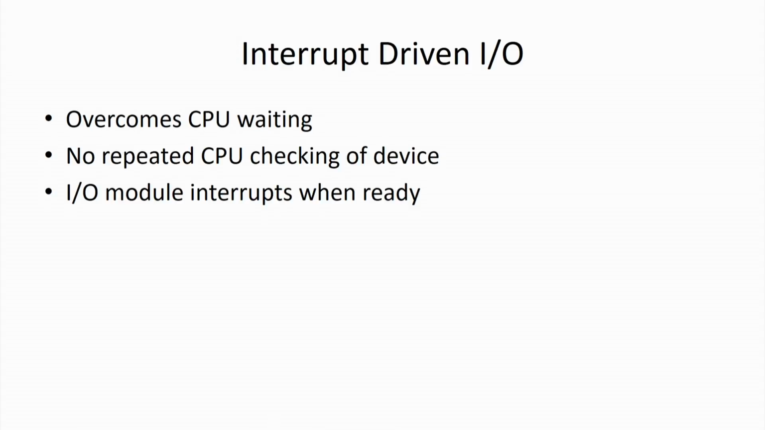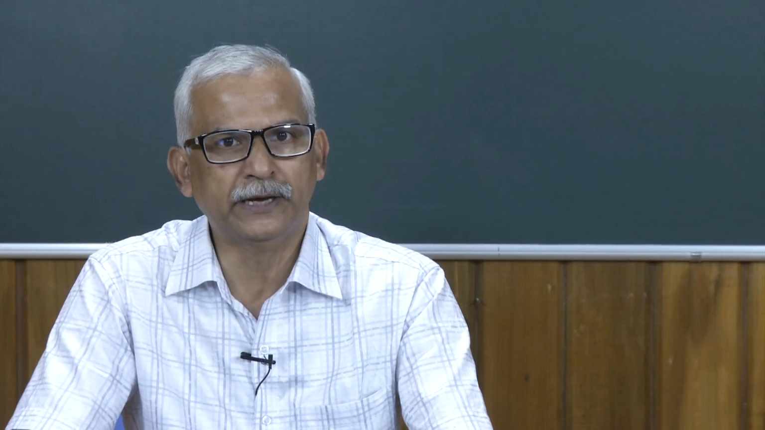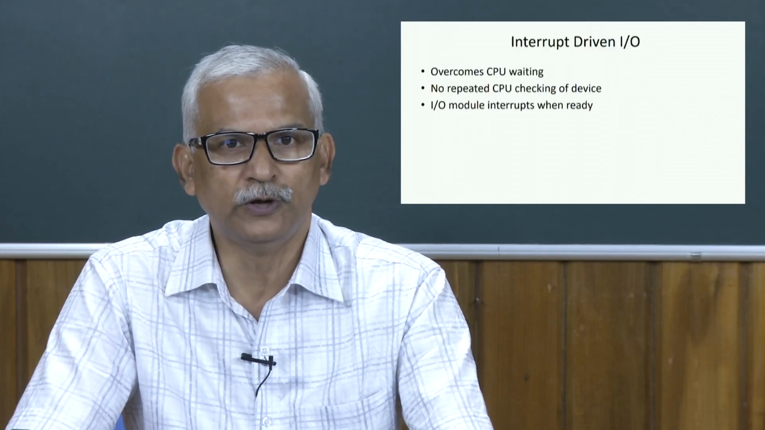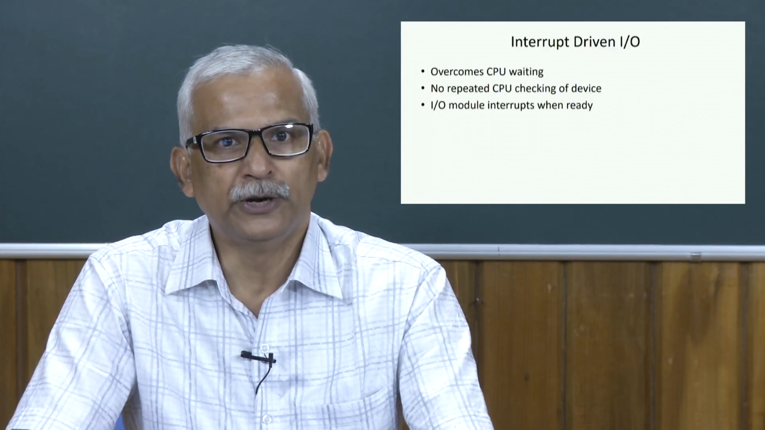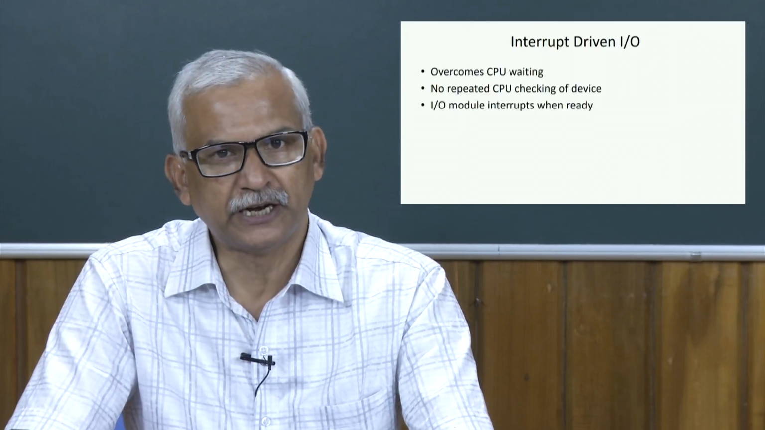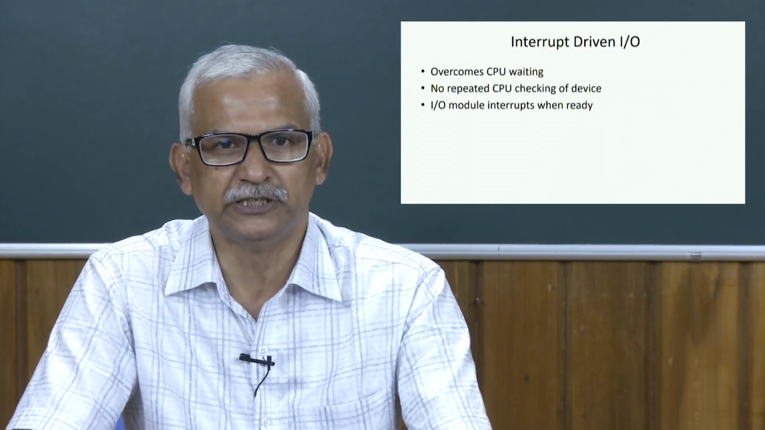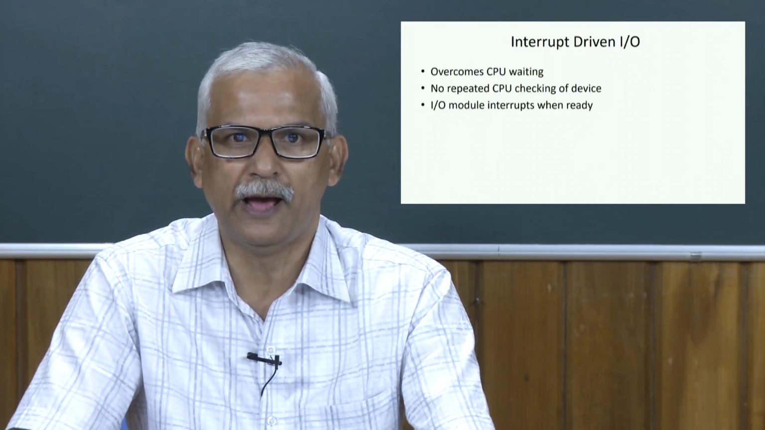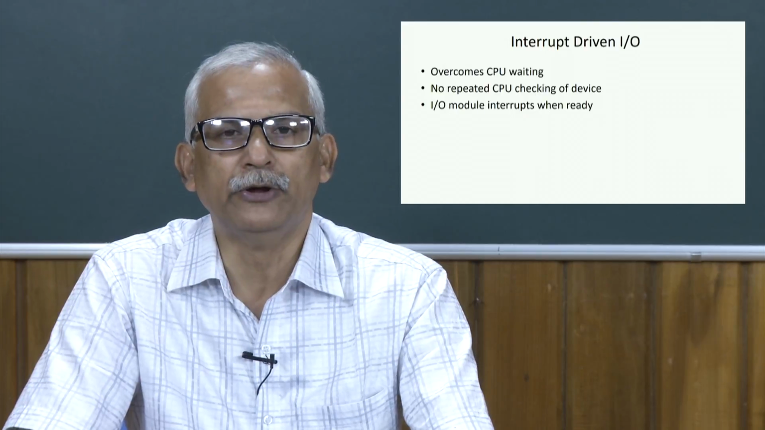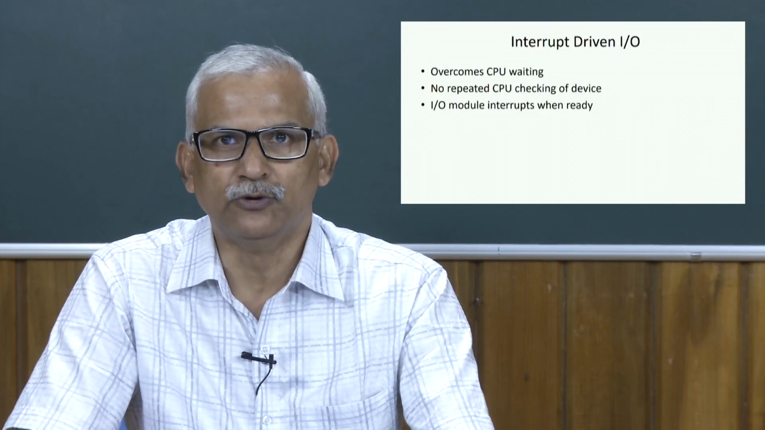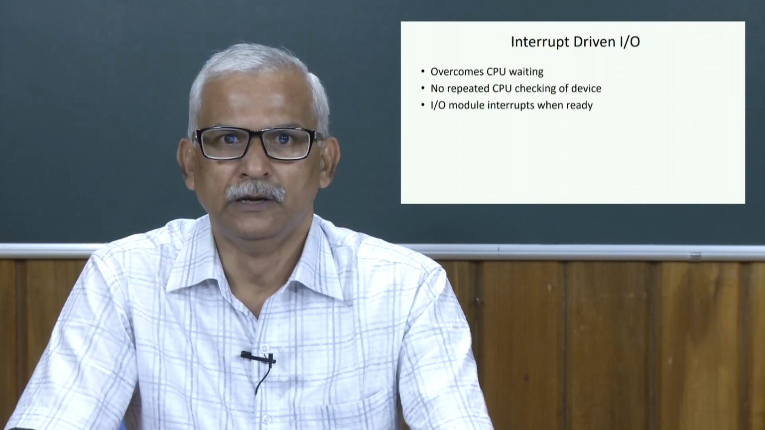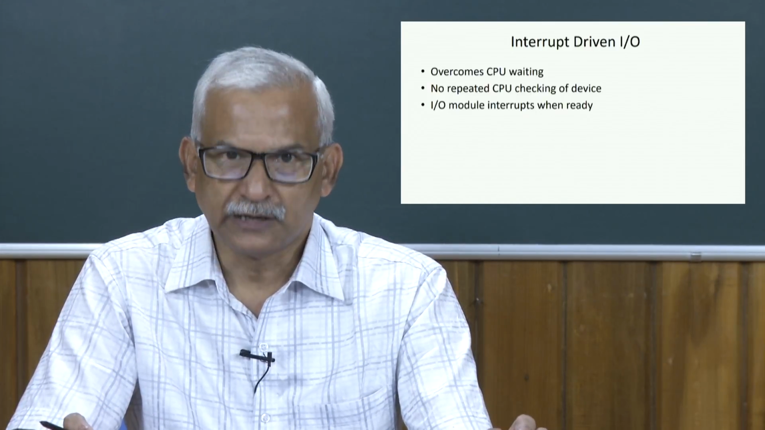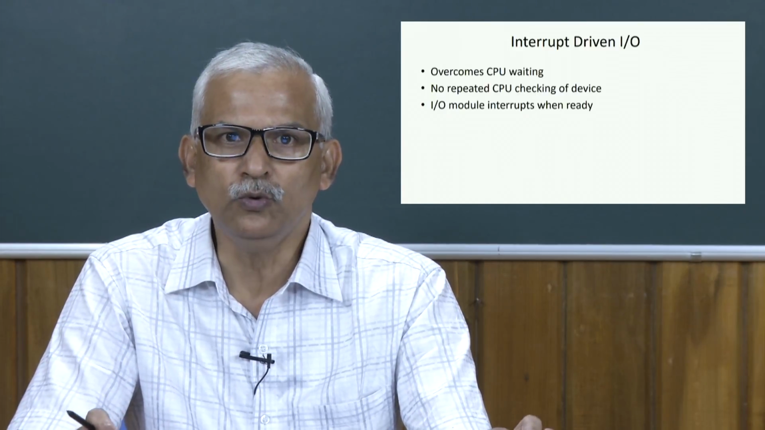Basically I have explained these things: overcoming CPU waiting, no repeated CPU checking of the device, the way we used to do in programmed IO, and the IO module interrupts when ready. When everything is ready, the IO module interrupts the processor and says that now we are ready to transfer the information. These are the basic steps, or the advantages, of interrupt driven IO: eliminating busy waiting. Now, the processor is not continuously taking the status of the device. The IO module gives the indication through interrupt signals.